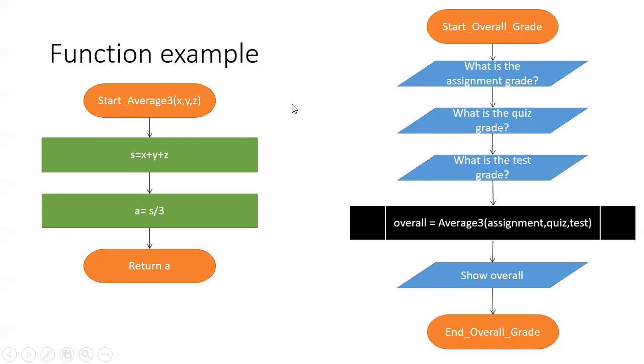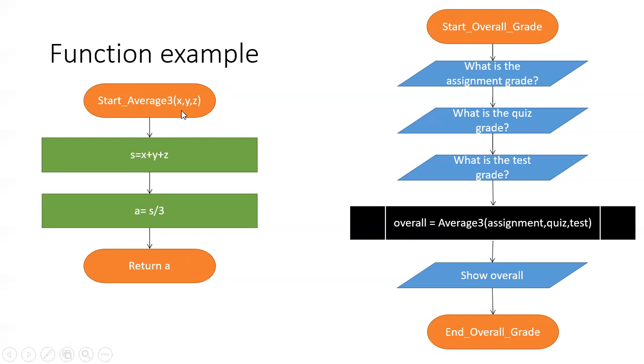When the function is performed with those three things, they're passed in as assignment, quiz, and test, but inside the function they become x, y, and z. How they are assigned in that call of the statement is by the order that they are put here. Assignment is the first one, so it becomes x.